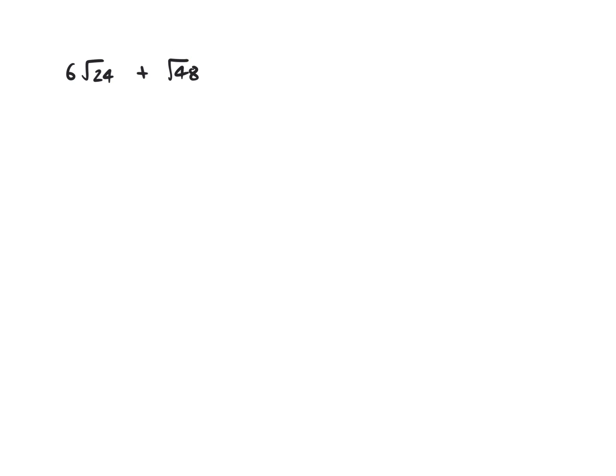So the next example, 6 root 24 plus root 48. Let's work through this again. So we've got a 6, a root 24 and a root 48. Let's start with root 24. So the biggest square factor of 24 is 4, root 4 multiplied by root 6, so 2 root 6. So I can now do this part here. So root 24 is the same as 2 root 6.